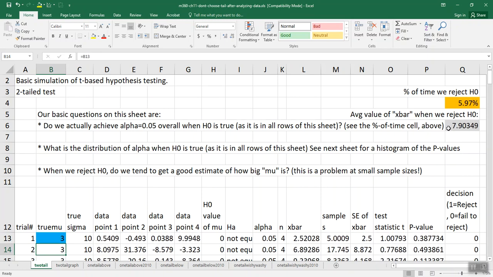That means on average we would think the true population mean is 8 or 9, even when it's actually only 3. So what we're seeing is inflated estimates of the population mean.